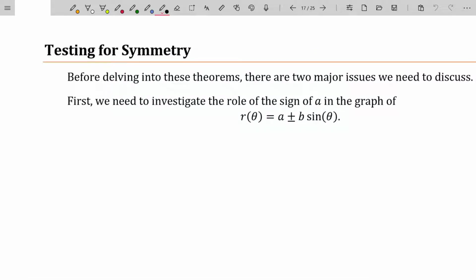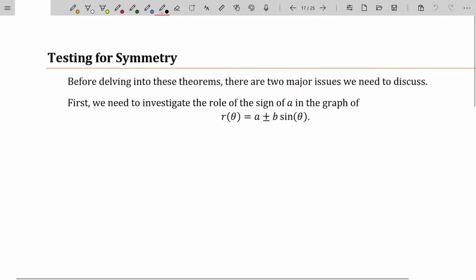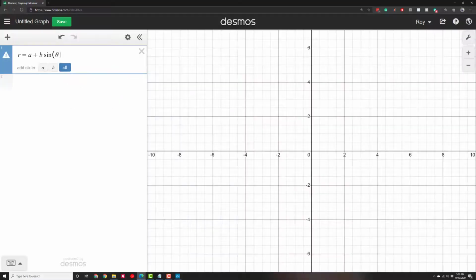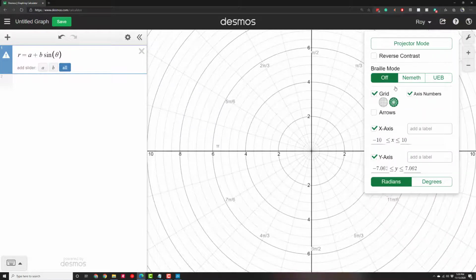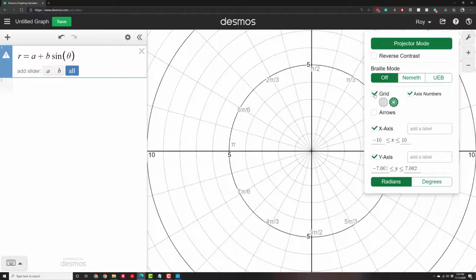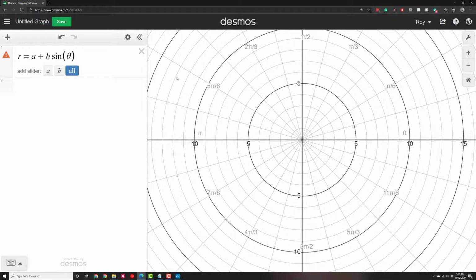Now, before we can delve into these theorems that are going to follow, there are two major issues we need to discuss. Let's first investigate the role of the sign of A in the graph of r of theta is equal to a plus or minus b sine of theta. So here we are in Desmos right now, and actually let me put this in polar mode. So I just go over here and I'll put this in projector. And actually I don't need the grid anyway. Well, that gives me the polar axis, so I guess that's kind of nice.